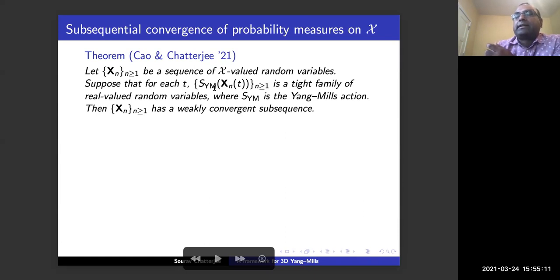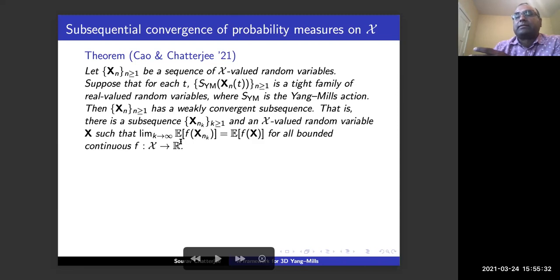Suppose that for each t, the Yang-Mills action of Xn evaluated at t, remember, Xn evaluated at t as an element of the orbit space A/G. The Yang-Mills actions are real valued random variables, and suppose they form a tight family, where S_YM is the Yang-Mills action. Then the sequence has a weakly convergent subsequence, so that the expectation of all bounded continuous functions converge. This is one of the main results of the paper until now.